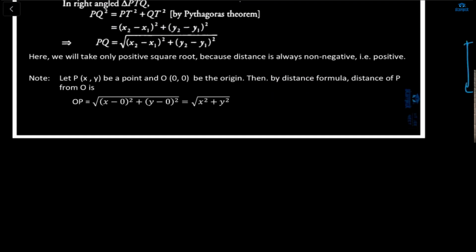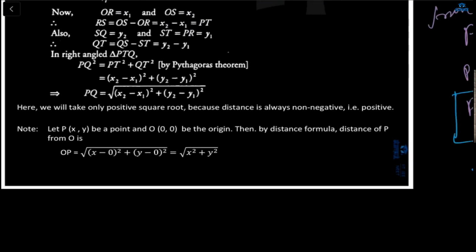Now a special case. What is the special case? When one of the points is the origin. Origin means 0, 0. So when one of the points is 0, 0, obviously you can see here that either x1 or x2 will become 0. So you'll directly get the formula root of x square plus y square for the distance where one of the points is 0.